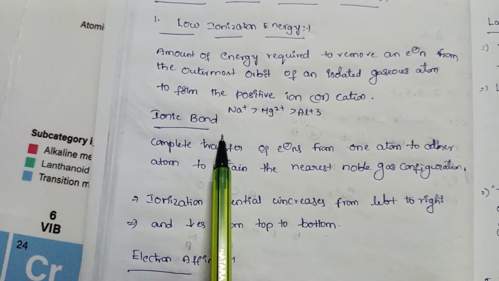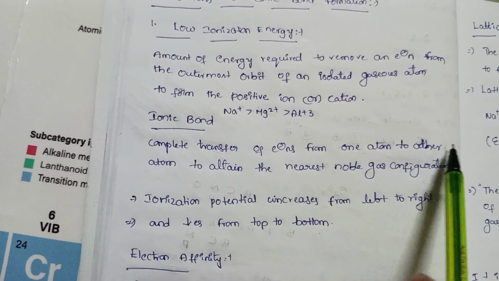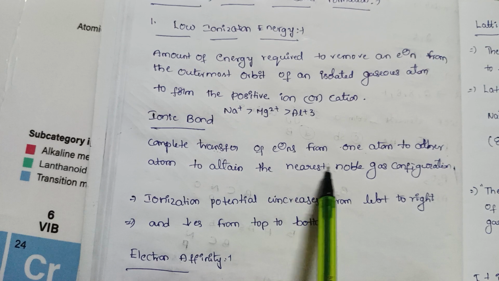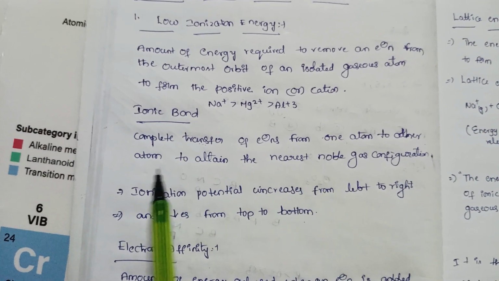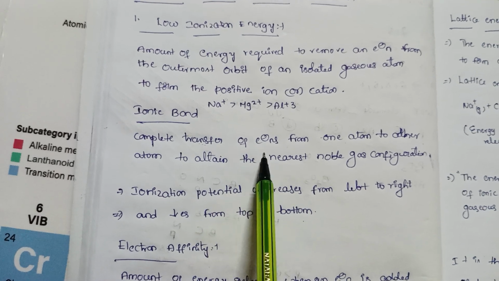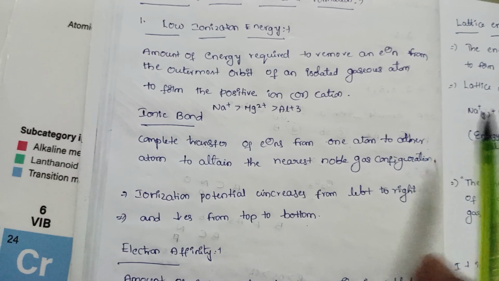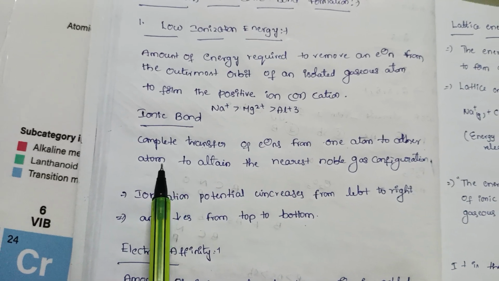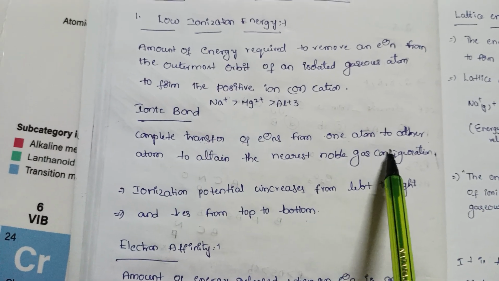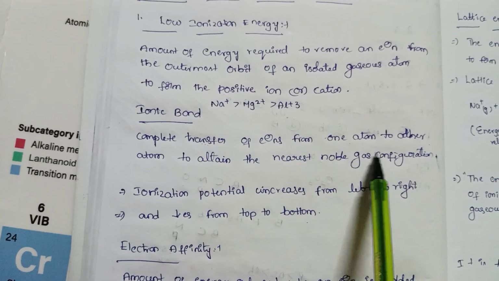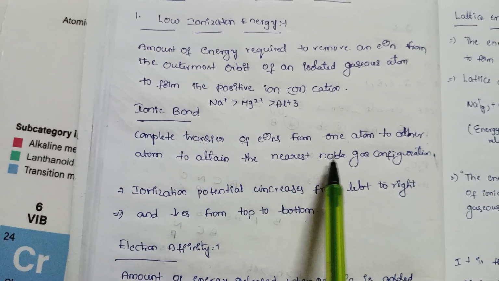Ionic bond. What is ionic bond? Complete transfer of electrons from one atom to another atom to attain the nearest noble gas configuration, which means one atom has to gain electrons, another atom has to lose electrons, and it means one atom has lower ionization energy, another atom has higher ionization energy. The difference between the two atoms is very large.